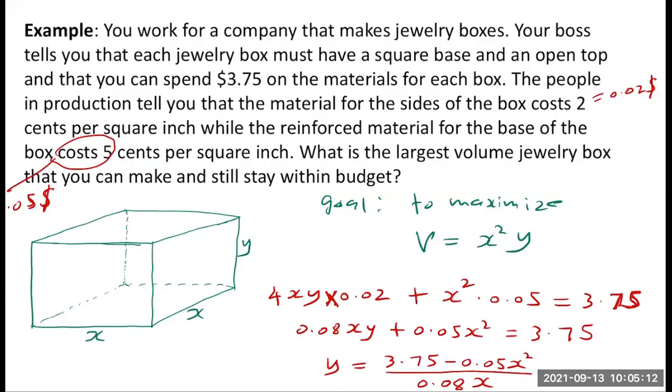Okay, so what I'm going to do is multiply these two numbers, 4 times 0.02, which is 0.08. And then I move this term to the other side, and then you divide both sides by 0.08x to isolate y. Okay, if you isolate y, this is what you are going to get. So we have y in terms of x. Now I can plug in this y value here in my volume formula. Remember, my goal is to maximize the volume. All right, let me do that.